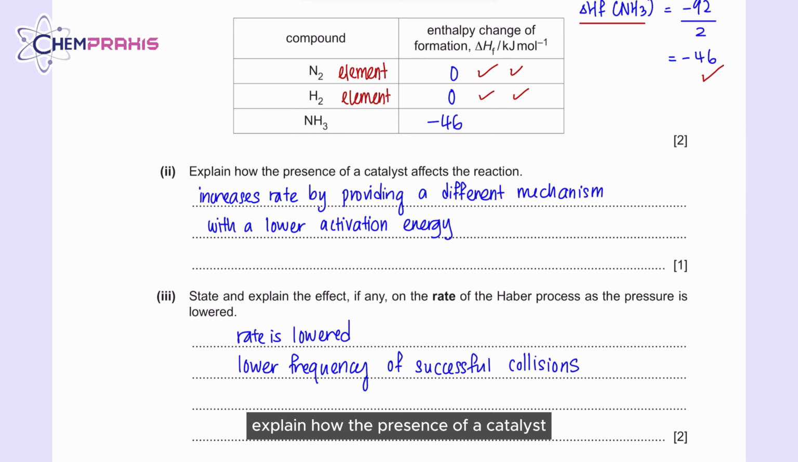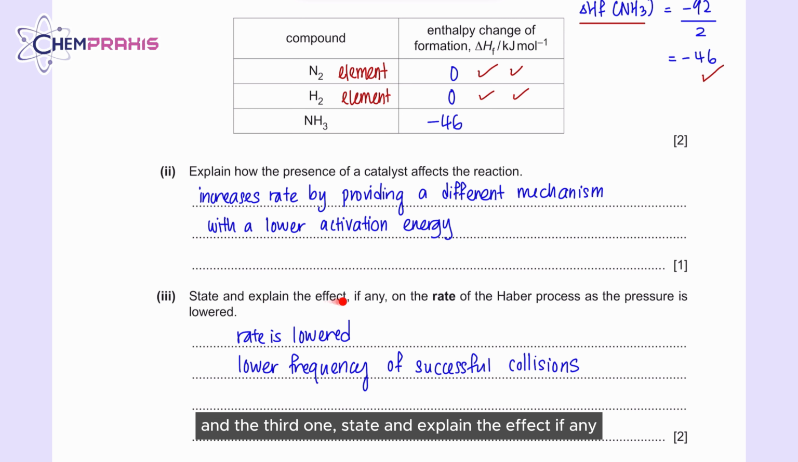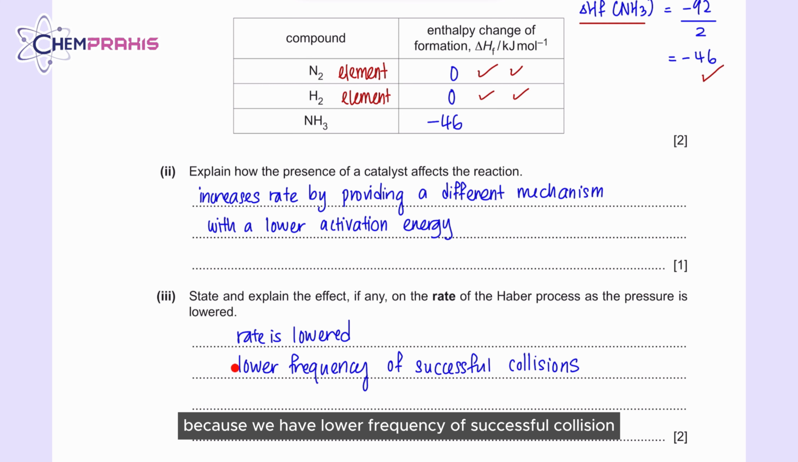The next 2 questions are pretty simple. Explain how the presence of a catalyst affects the reaction. It will increase the rate by providing an alternative route or a different mechanism with a lower activation energy and increase the rate of successful collisions. And the third one, state and explain the effect, if any, on the rate of the Haber process as the pressure is lowered. So if the pressure is lower, the rate is lower because we have a lower frequency of successful collisions.